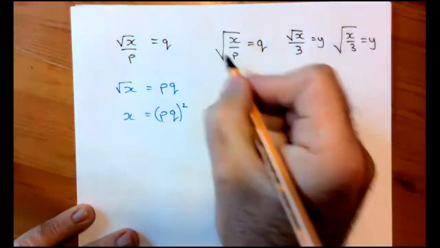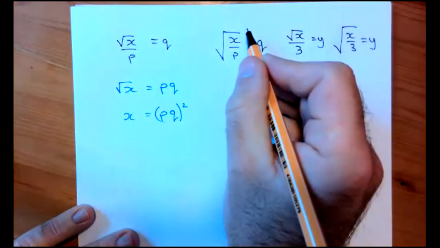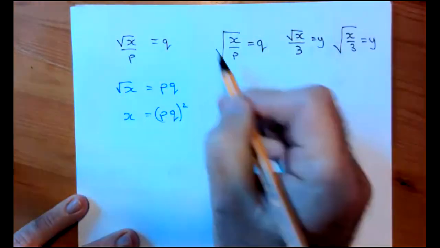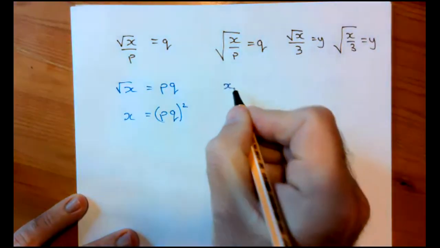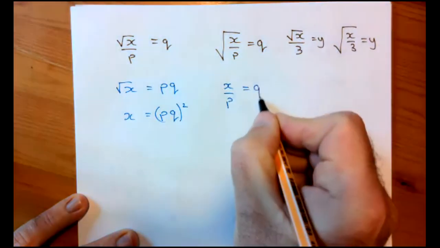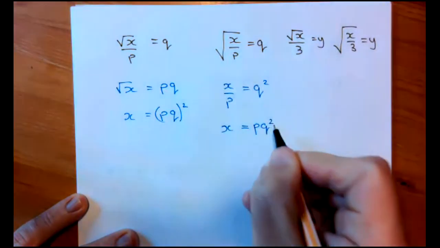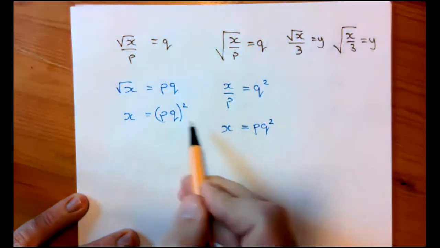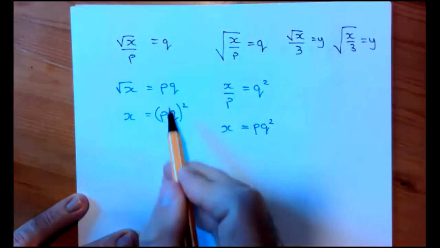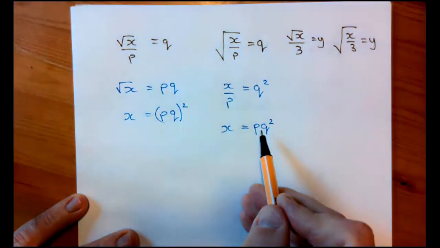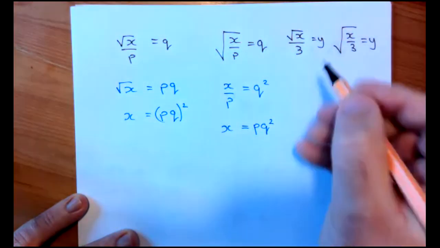So let's eliminate the square root first, because everything in the fraction is square rooted. So x equals q squared. So x equals pq squared. Notice the difference between these two. This one says pq all squared. This one says p multiplied by q squared.